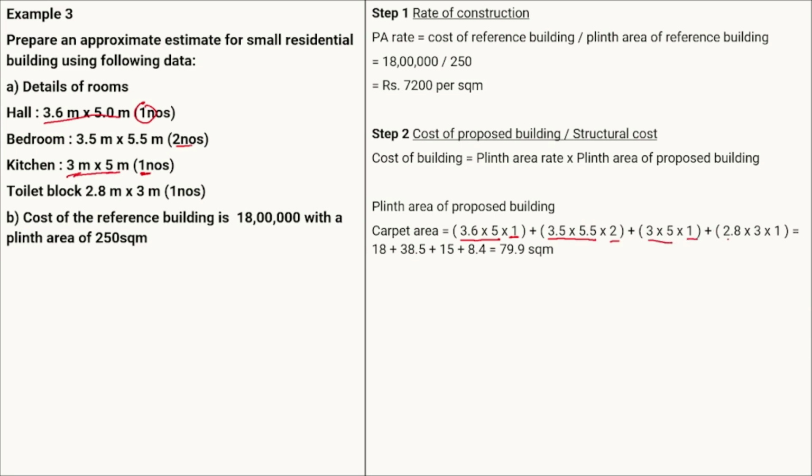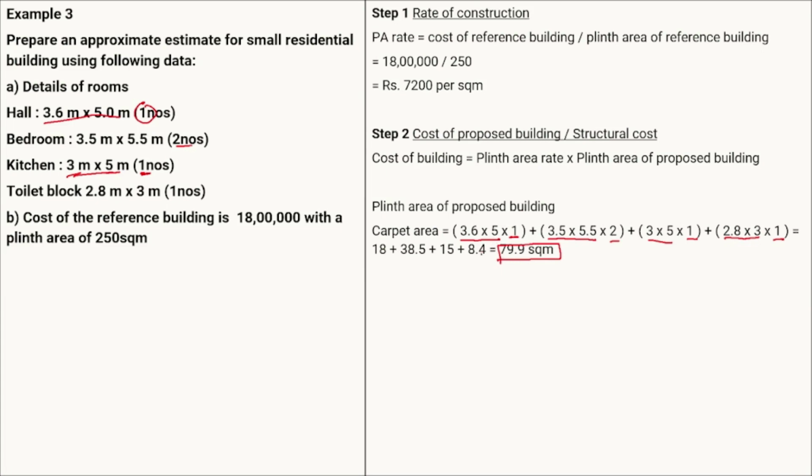Again for the toilet block it is 2.8 multiplied by 3 multiplied by 1. Adding the areas of all of the rooms, we get the carpet area as 79.9 square meter.